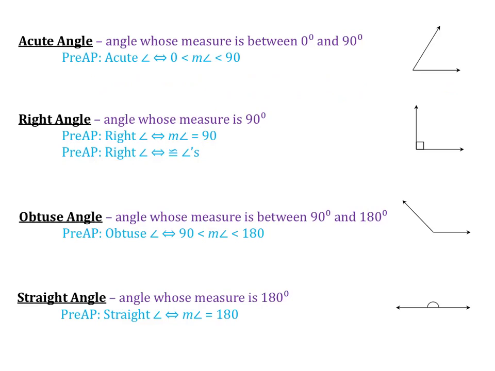We categorize angles based on their measure. So an acute angle is an angle whose measure is between 0 degrees and 90 degrees. A right angle is an angle whose measure is exactly 90 degrees. We represent this in pictures by putting a little square at the vertex of a right angle. An obtuse angle is an angle whose measure is between 90 and 180 degrees. And a straight angle is an angle whose measure is exactly 180 degrees. And if you notice, this angle is the same as a line.